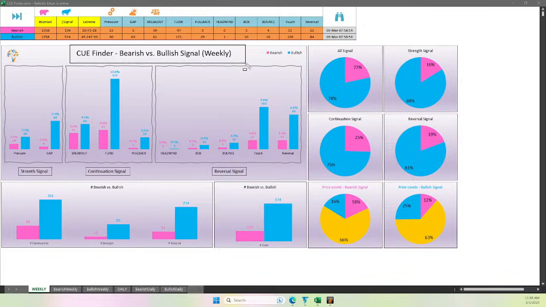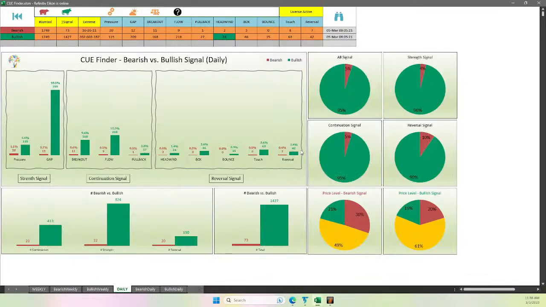Balance between bulls and bears, technical signals and setups, weekly interval. All signals 78% bullish, trend signal 84% bullish, continuation 75% bullish, even reversals 81% bullish. Absolute number of bullish reversals is much more than absolute number of bearish strength. So everything is bullish in the weekly interval. What about daily? Also bullish.